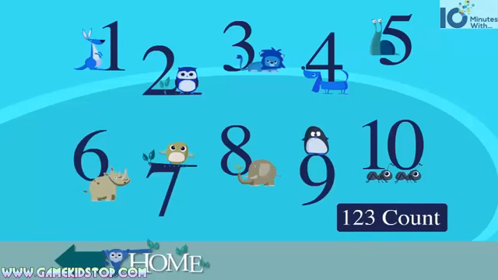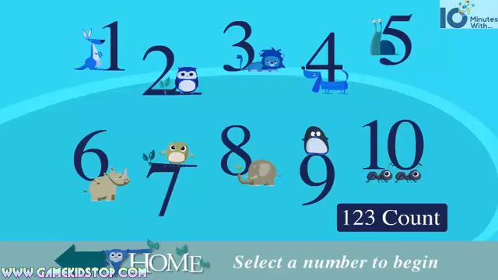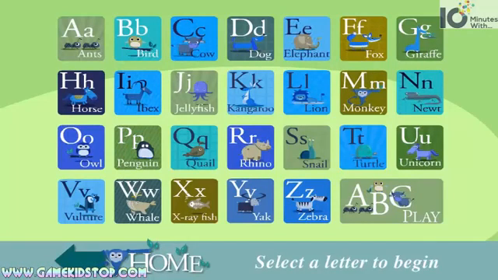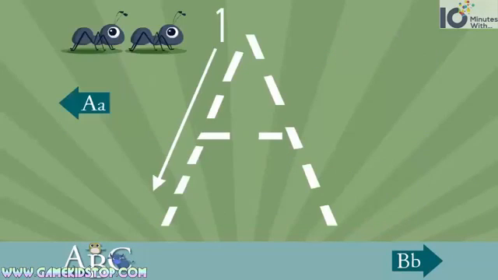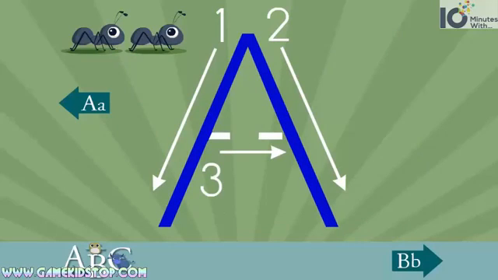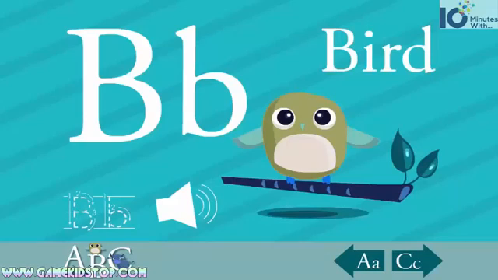Select a number to learn more. Select a letter of the alphabet to learn more. A. A is for ants. Very good! B is for bird.